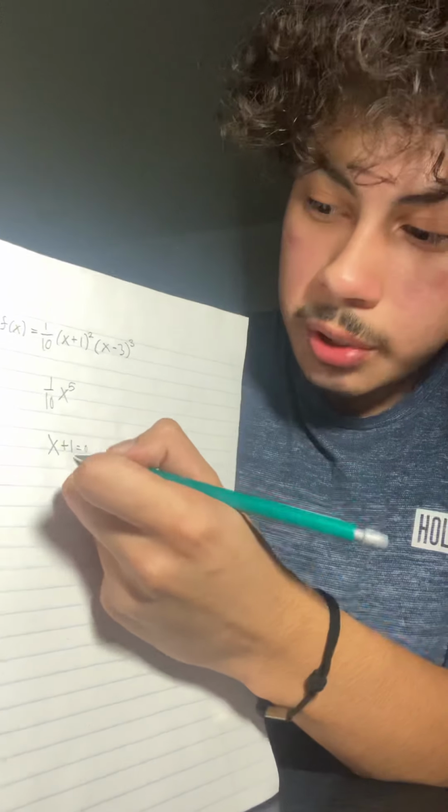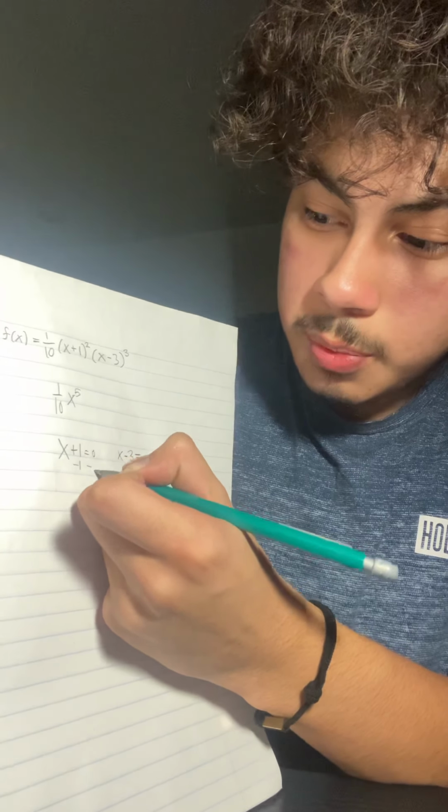So we have x plus 1. You set that equal to 0. We have x minus 3. You set that equal to 0. x plus 1 equal to 0. You subtract 1 on both sides. You have x equals -1.